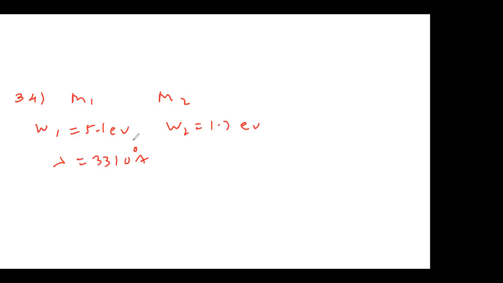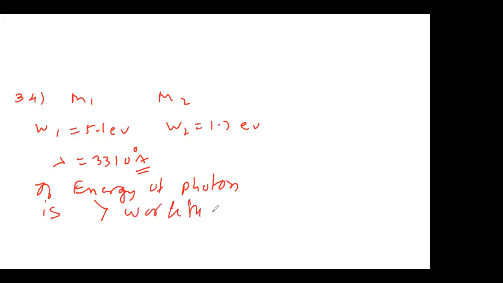So now can you tell when there will be emission of photoelectron from M1 or M2? Any clue? If energy of photon is greater than work function, then only there will be emission.